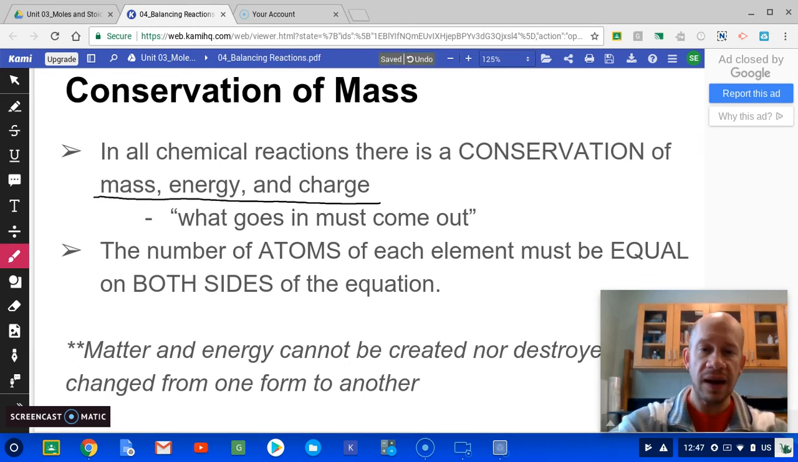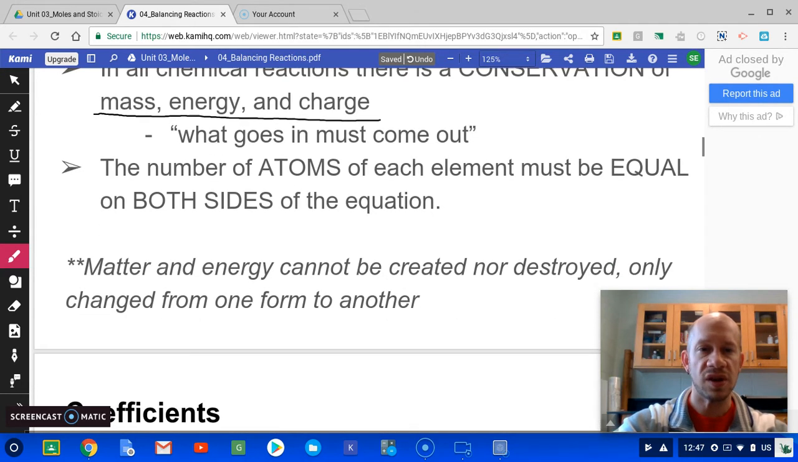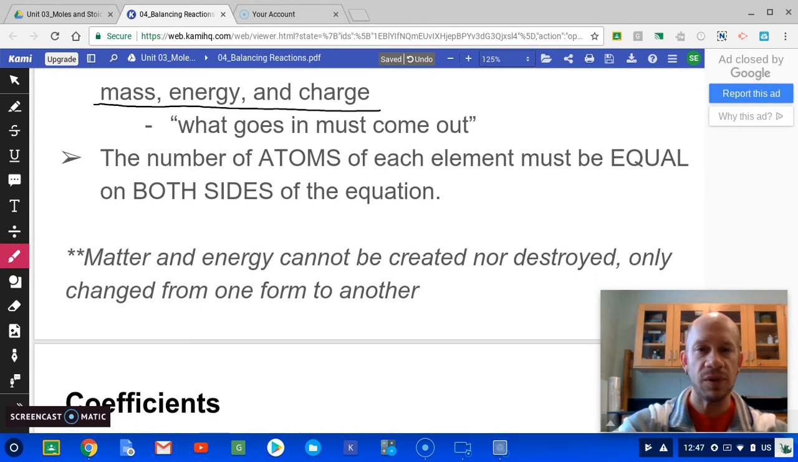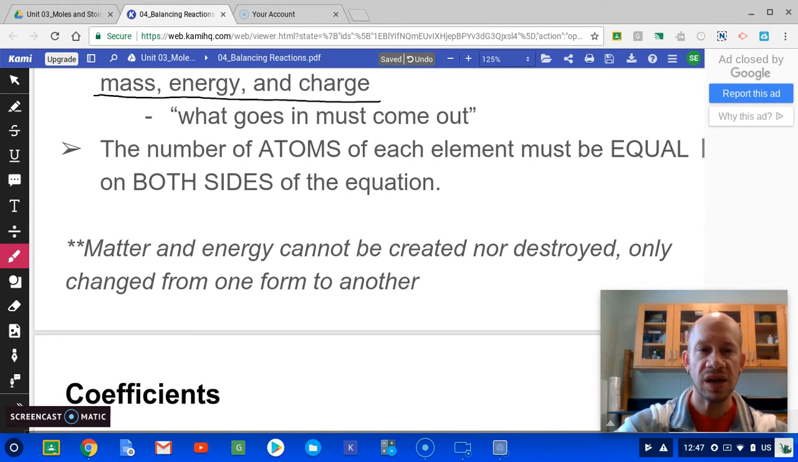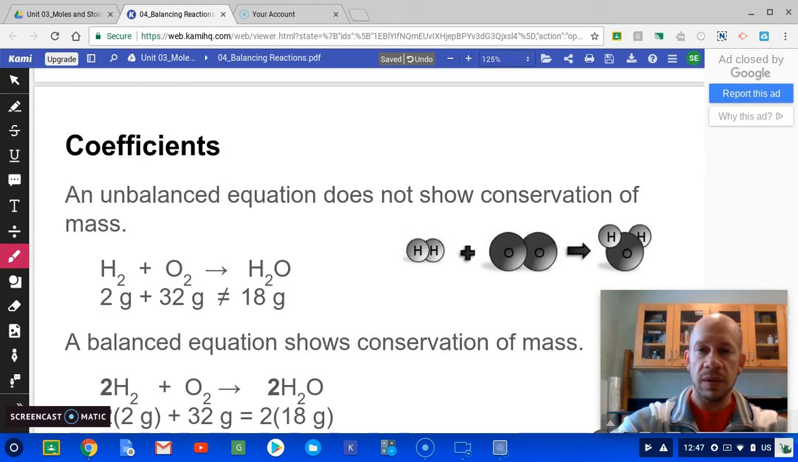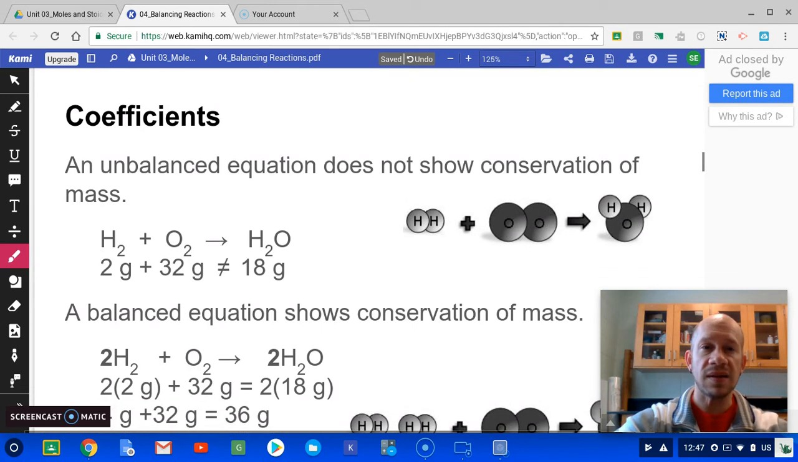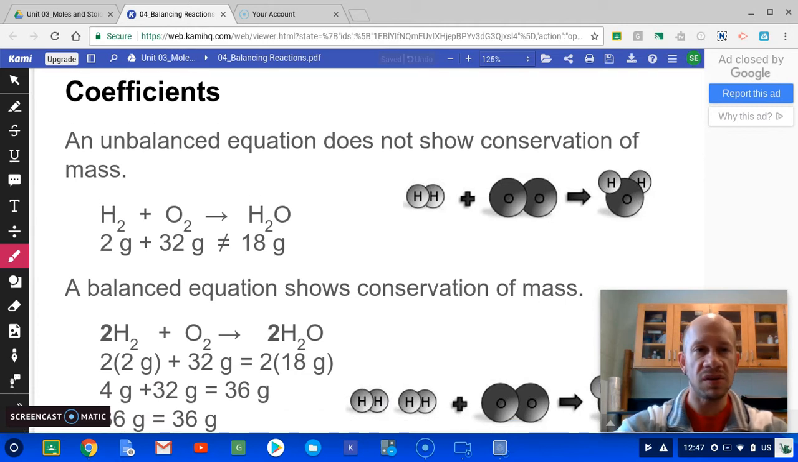The number of atoms of each element must be equal on both sides of the equation. Matter and energy cannot be created nor destroyed, only changed from one form to another. So in order for us to balance chemical equations, we're going to use those coefficients. An unbalanced equation does not show conservation of mass.